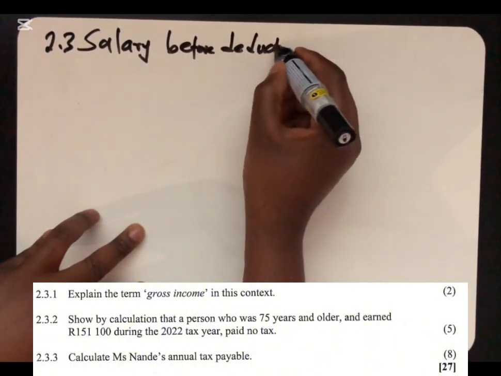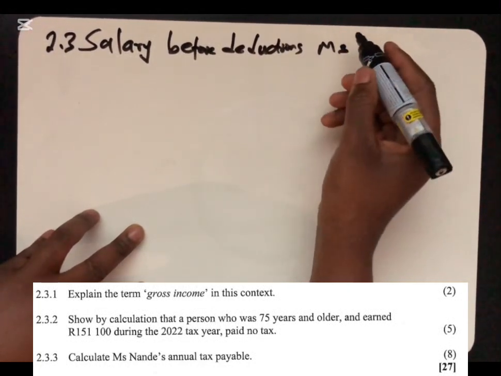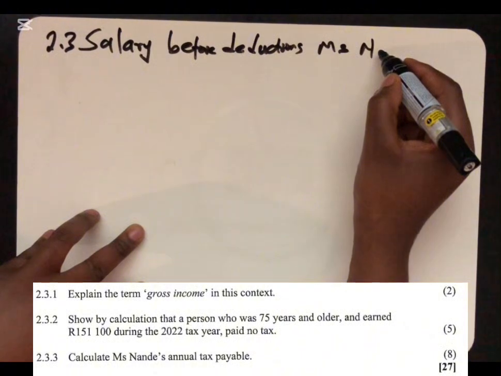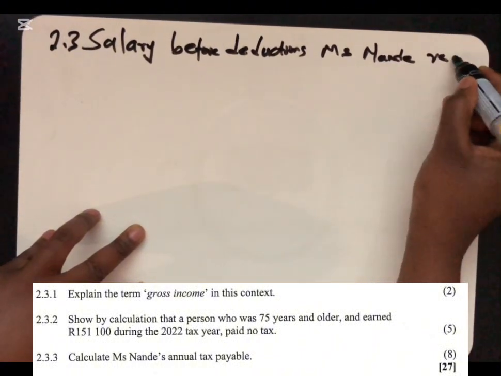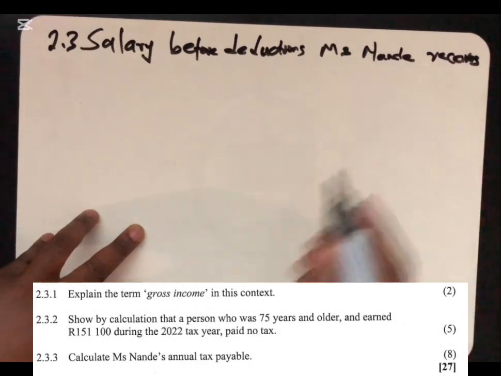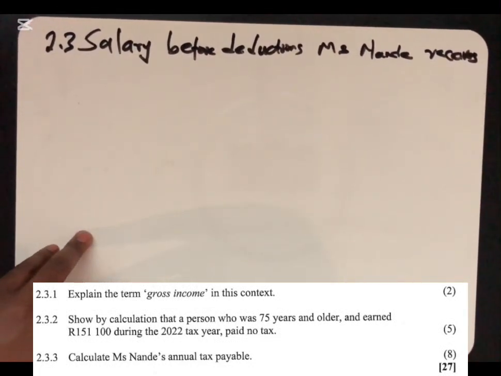Salary before deductions. Miss Nande receives. Is it Nande? Miss Nande receives salary before deduction. I've used the context and I did not change the meaning of the definition of the word gross income. You should also not change the meaning of that.